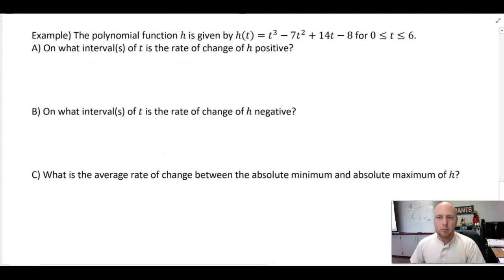Last one. Here we have a polynomial function h defined by h of t equals t cubed minus 7t squared plus 14t minus 8 for a restricted interval or domain. And this is very important. They say from 0 to 6.